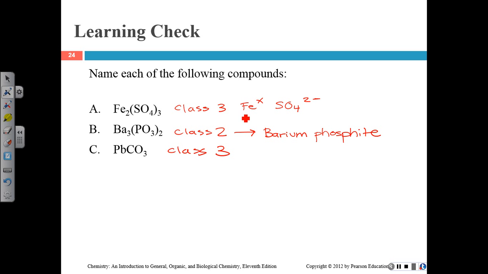So if I do that here, I have 2 iron atoms. And then I have 3 sulfate atoms. So X has got to be 3. So it would be iron 3, SO4 is the sulfate.